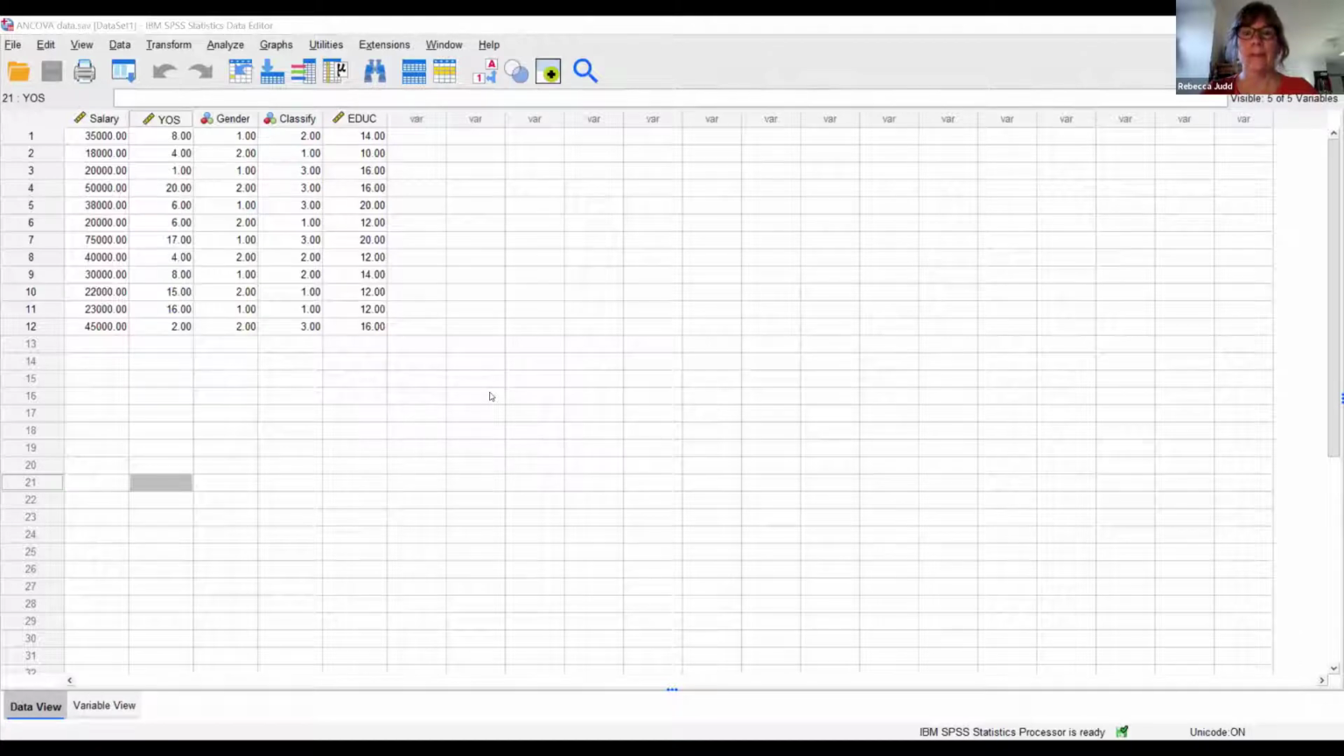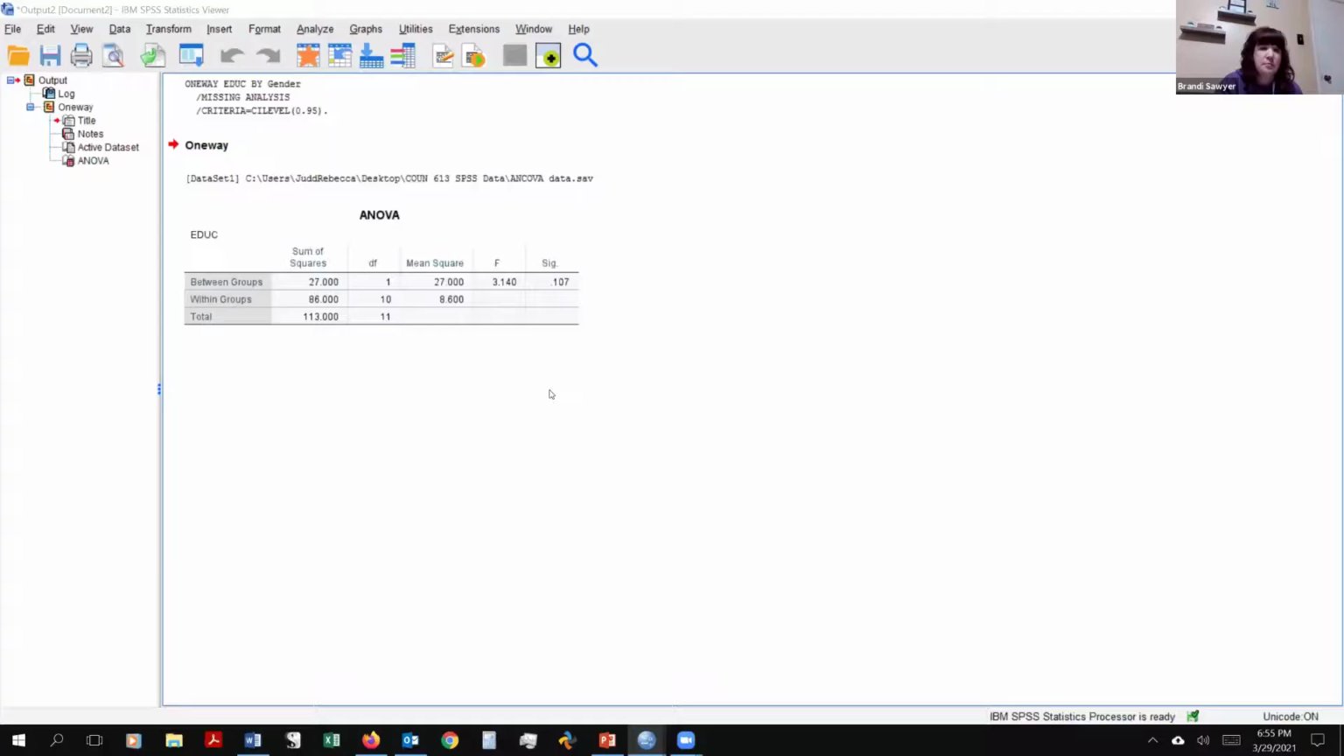Okay. Let me do the new share. There we go. So you can see right here, the ANOVA is not significant. Let me go back to the ANCOVA.